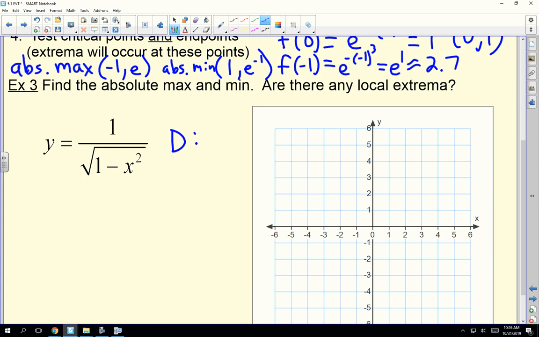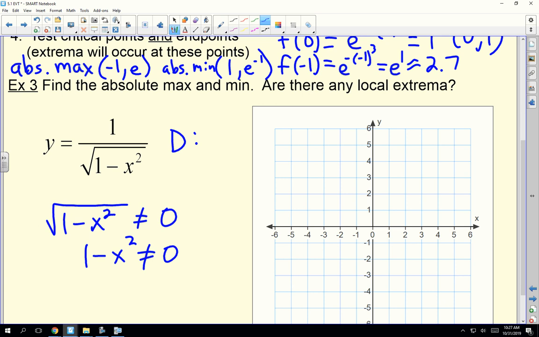Yes, we set the bottom equal to 0. So let's find out what this means. The bottom can't be 0, right? So we need to find the places that would make the bottom 0. Can you do it just in your head, just looking at it? Set this equal to 0, or this cannot equal 0.